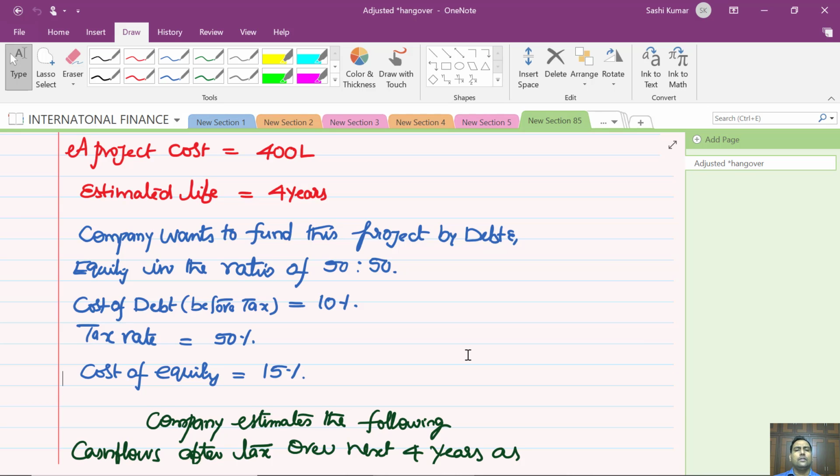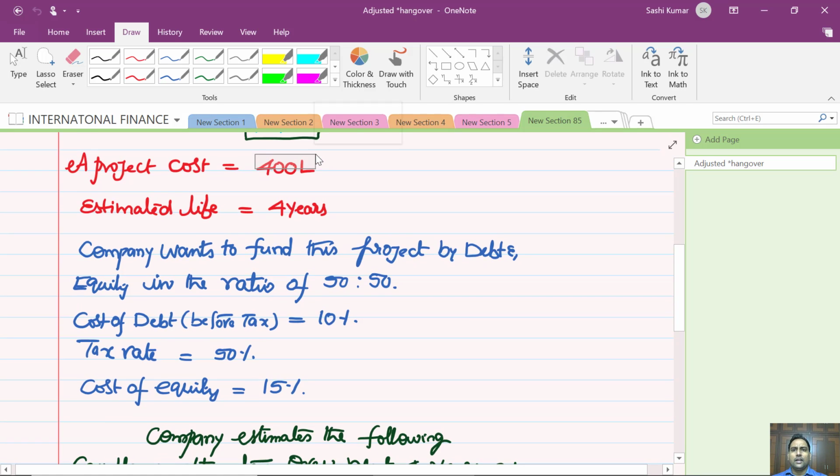They want to go for a new project that would cost 400 lakhs. They are expecting that this project would run for 4 years, and this 400 lakhs has to be financed from two sources: 50% from equity, that means 50% will be contributed by the company's equity shareholders, and 50% will be taken from debt. So the company wants to fund this project by debt and equity in the ratio of 50:50.